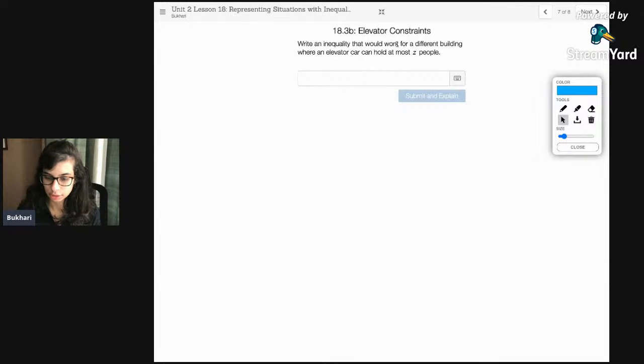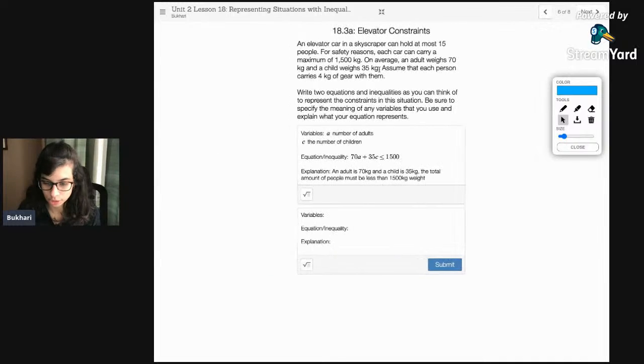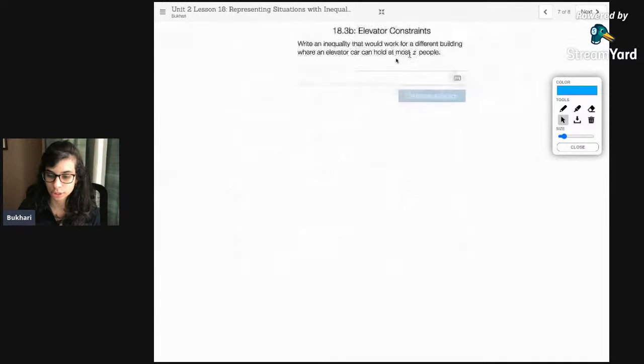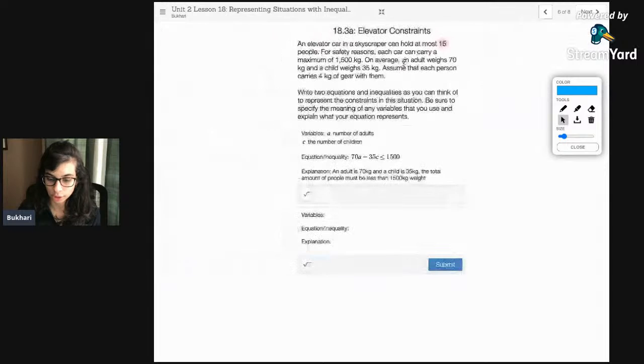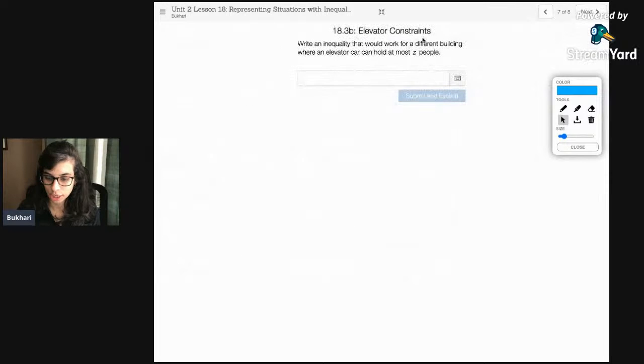And of course, figure out what happens if I have at most Z people. In this situation, I have at most 15 people. But what can you write as a constraint, using what we have from before, that connects to at most Z people? So now we're talking about how to generalize this for any equation.